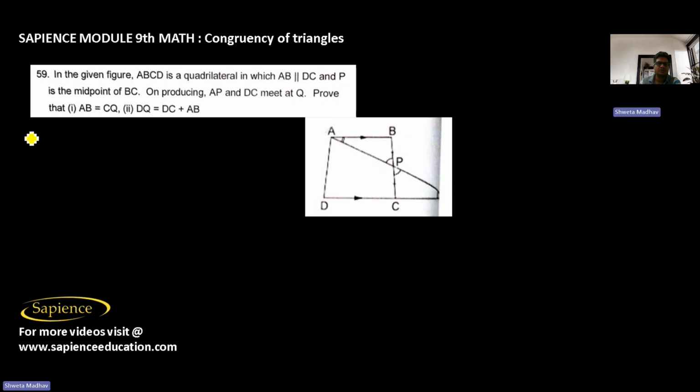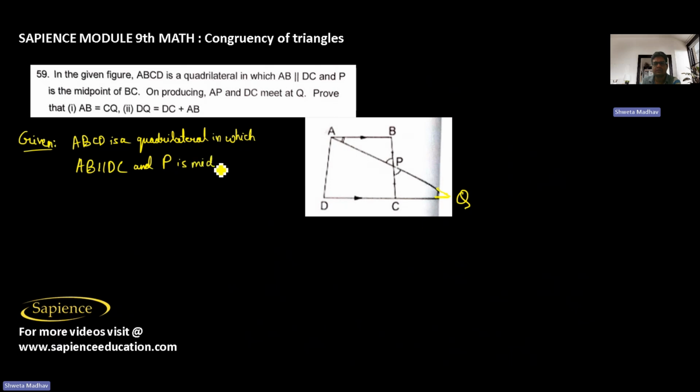So here, first we'll write what is given. It is told that ABCD is a quadrilateral in which, so this is actually an extension. This point is Q. Okay. So ABCD is a quadrilateral in which AB is parallel to DC and P is the midpoint of BC.